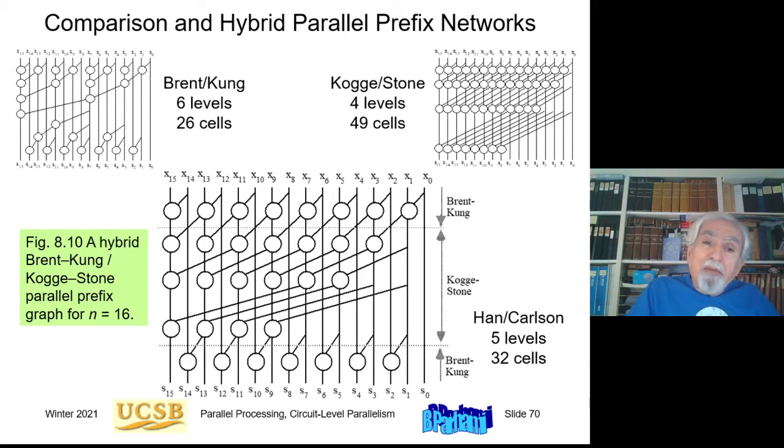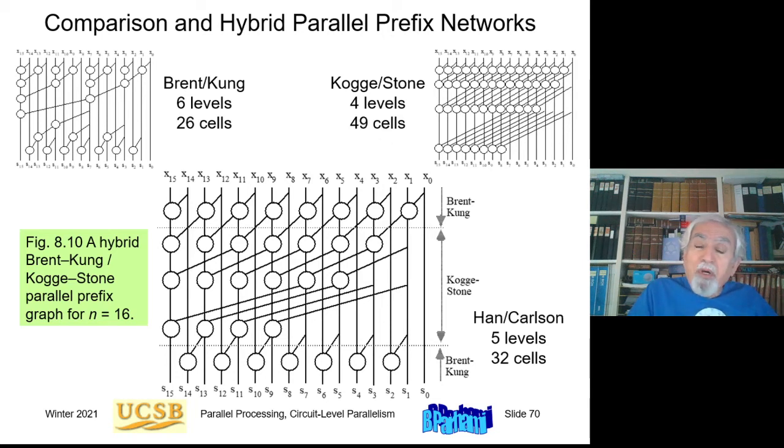Okay, so here I've shown the Brent-Kung network and the Kogge-Stone network side by side for 16 inputs. The Brent-Kung network has 6 levels. Kogge-Stone is faster, it has 4 levels. Brent-Kung is simpler, it uses only 26 cells, whereas the Kogge-Stone network uses 49 cells.